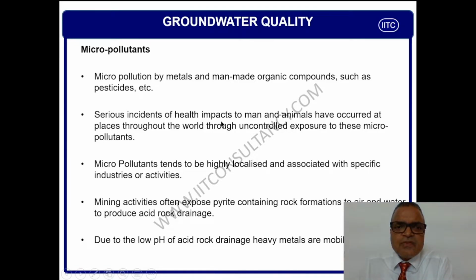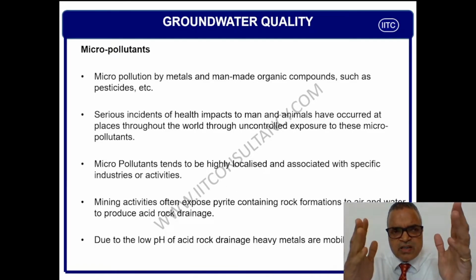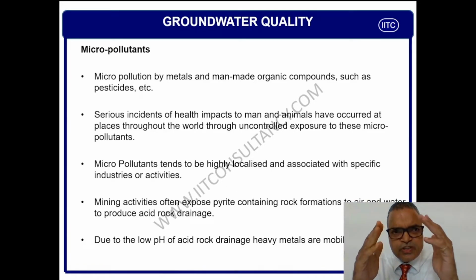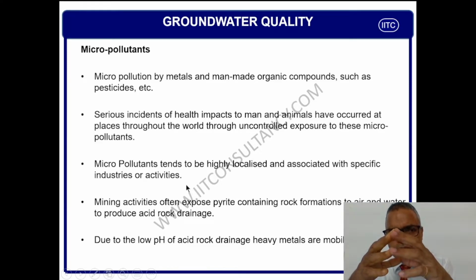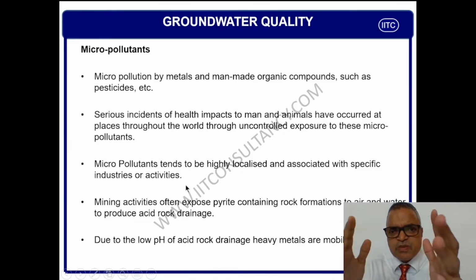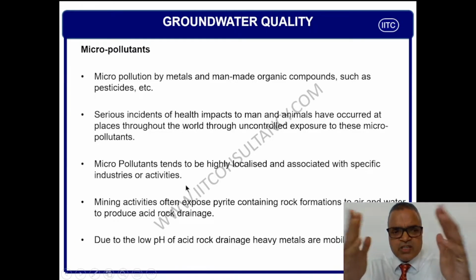Serious incidents of health impact to man and animal have occurred at places throughout the world through uncontrolled exposure to these micropollutants. We have seen irreversible health impacts on animals and man. This has happened not only in India but everywhere in the world because of heavy metals and other micropollutants in the water. Micropollutants tend to be highly localized and associated with specific industries or activities. These micropollutants do not migrate. They are very specific, very local, as per the industrial and human activity.